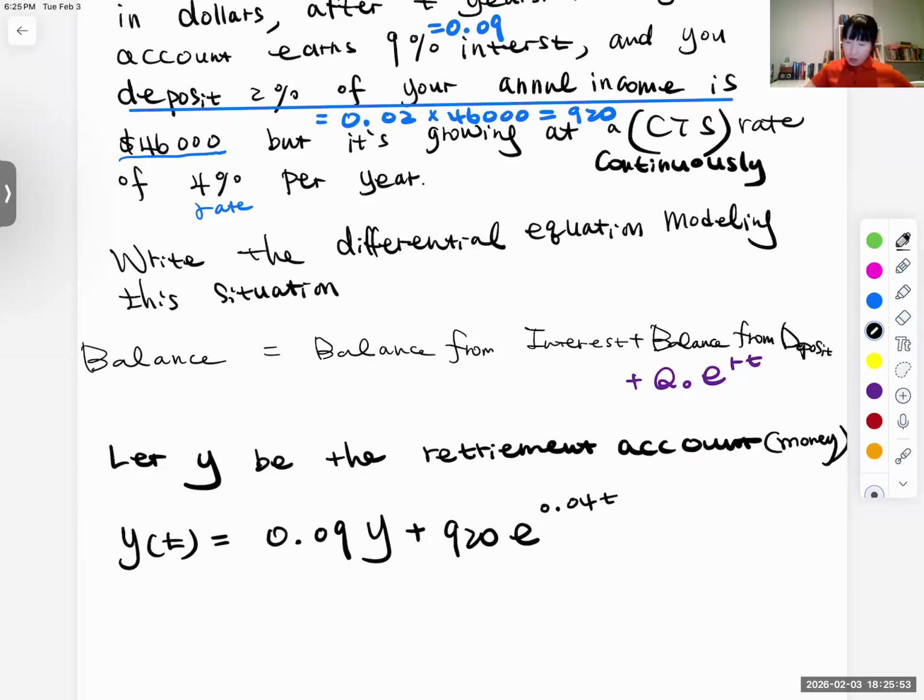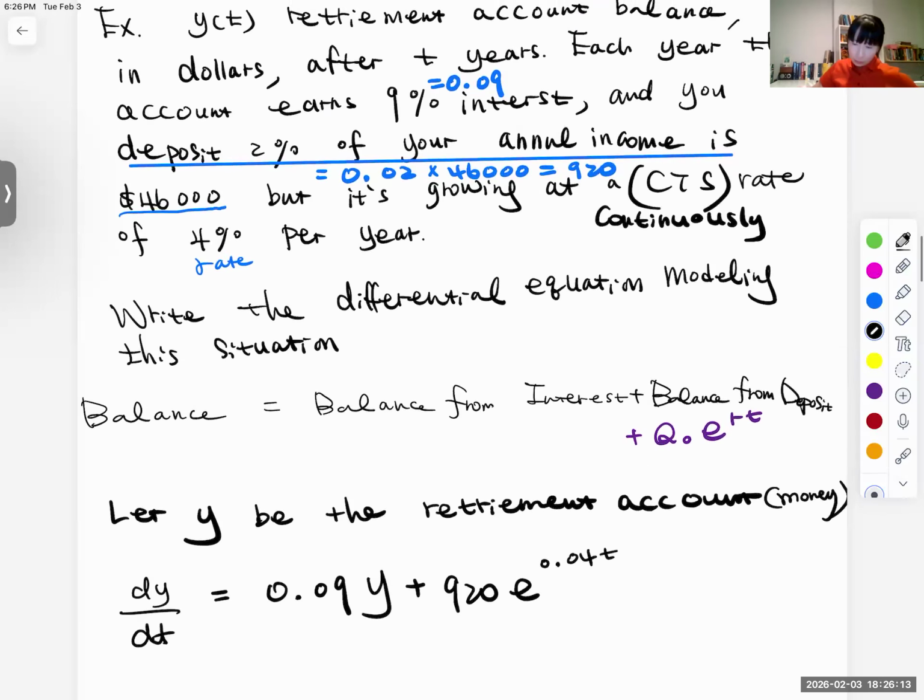Oh no. We want to express it as a differential equation, so there will be dy over dt. Sorry about that. So dy over dt. Okay, makes sense?